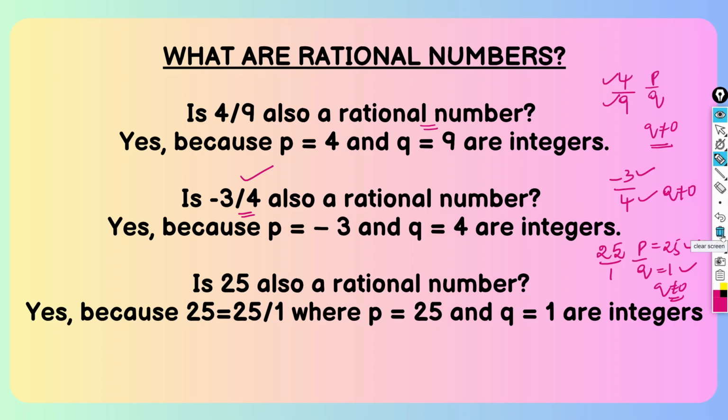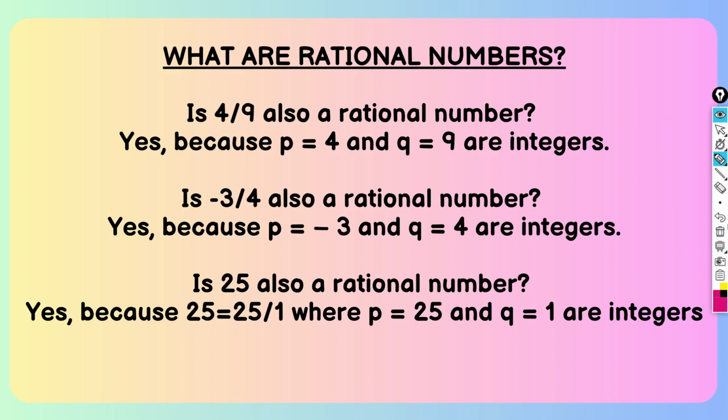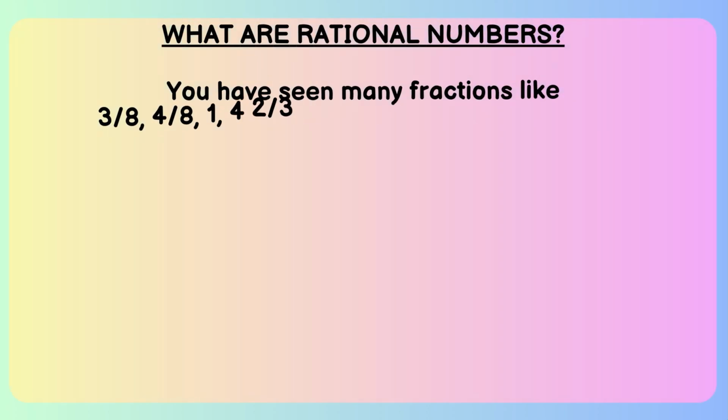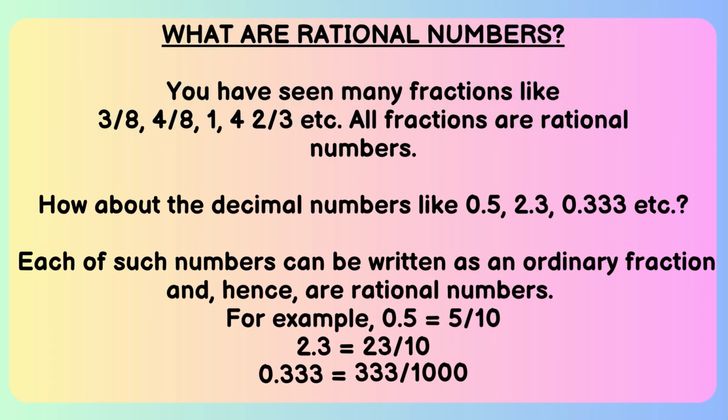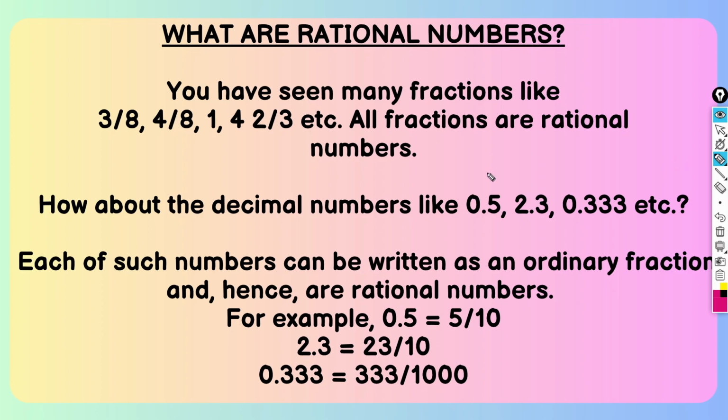There is another type of rational numbers. Now we will see what those are. Till now we have seen rational numbers in the form of fractions. Now we will see rational numbers in the form of decimal numbers, for example 0.5, 2.3, 0.333. Are these rational numbers? Yes, because 0.5 can be written as 5 by 10, where 5 by 10 is in the form of P by Q, with P equal to 5 and Q equal to 10, and Q is not equal to 0.